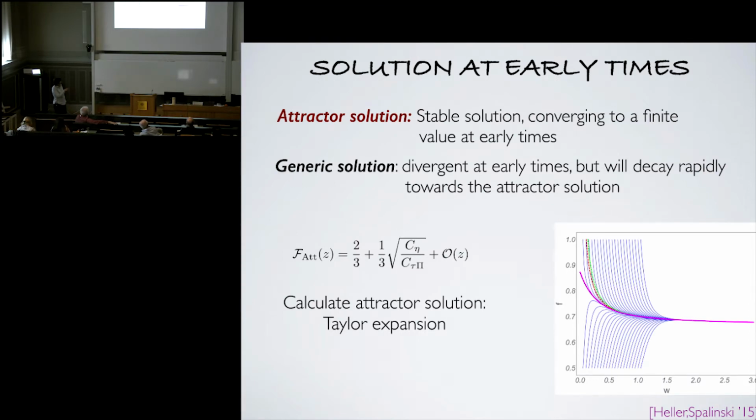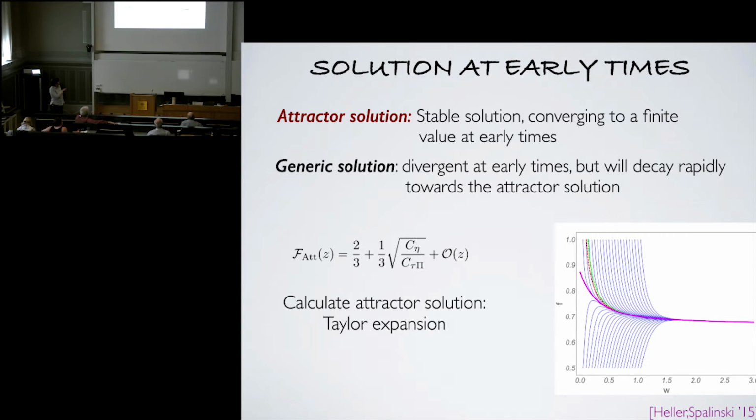This point is actually the value of A for the C's of Super-Yang-Mills. So at early times, there's a particular solution that is very interesting, which is the attractor solution. It's very interesting because it's a stable solution converged to a finite value at early times, and all the other solutions basically are divergent at early times, but converge very rapidly to the attractor solution.